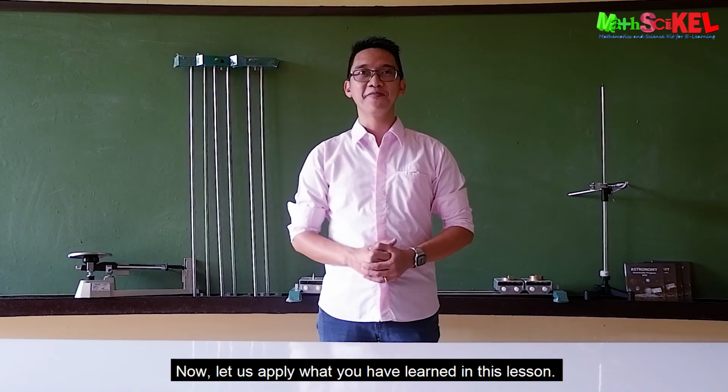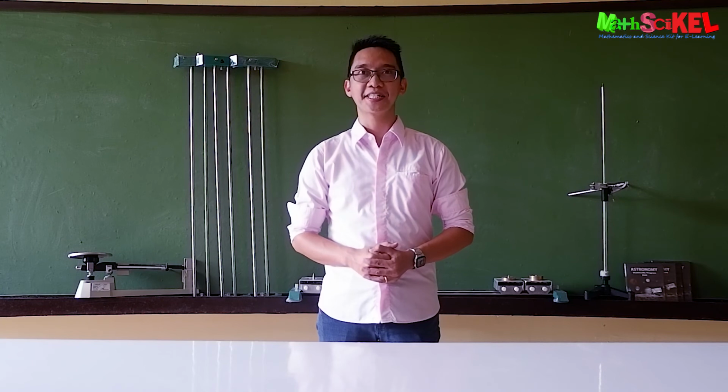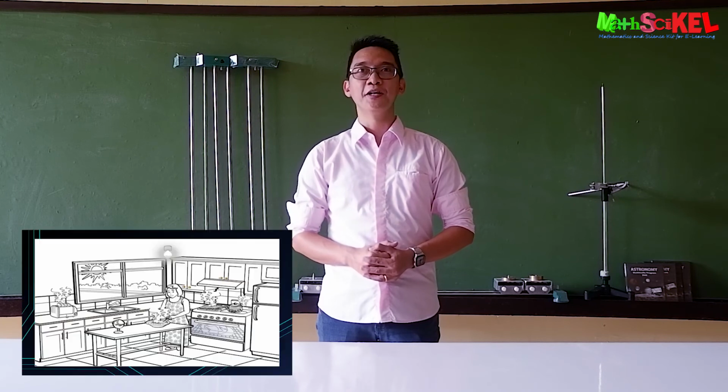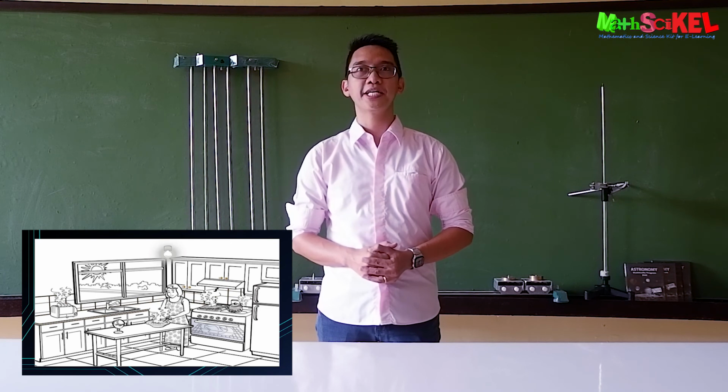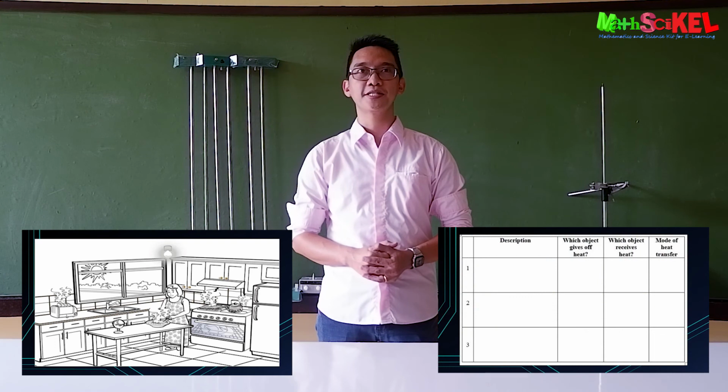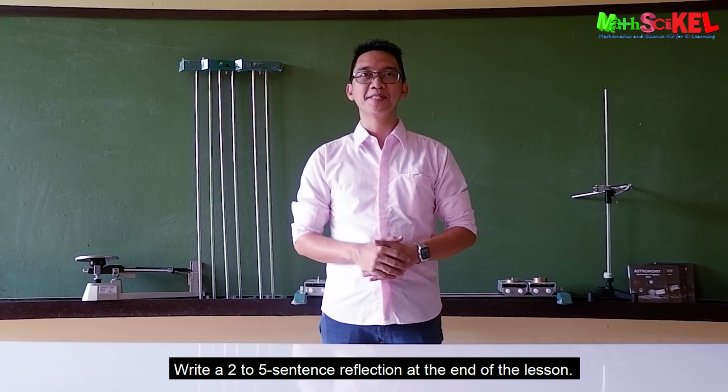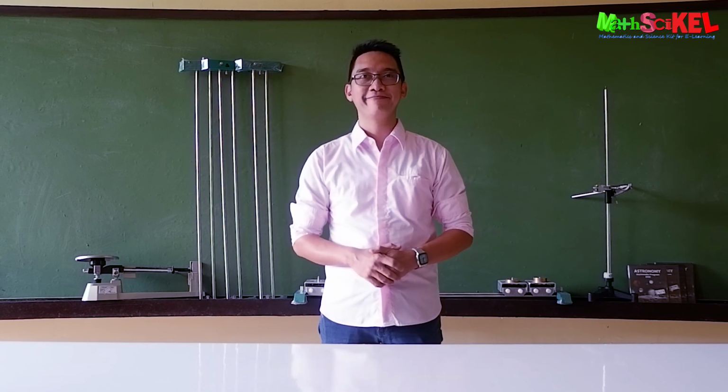Now, let us apply what you have learned in the lesson. Heat transfer is evident everywhere around us. Look at the illustration below. This depicts several situations that involve heat transfer. Your task is to identify 3 situations in the drawing that involve any method of heat transfer. Label them 1, 2, and 3. Note that in your chosen situations, there could be more than one heat transfer taking place at the same time. Make your choices more specific by filling up the table beside it. Write a 2 to 5 sentence reflection at the end of the lesson.